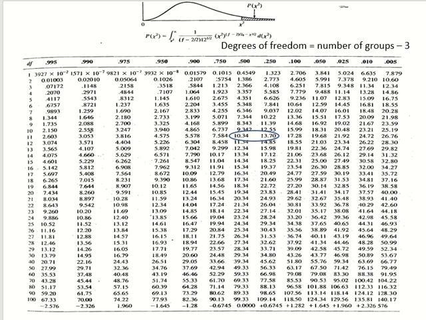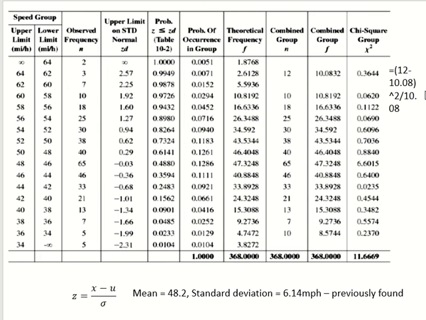What is degrees of freedom? Number of groups minus 3. In the speed data, we have groups. So you'll count the number of groups minus 3. How many groups do I have? 14. From where did you count? The combined values. You will count from here, this one or this one, the number will be the same.